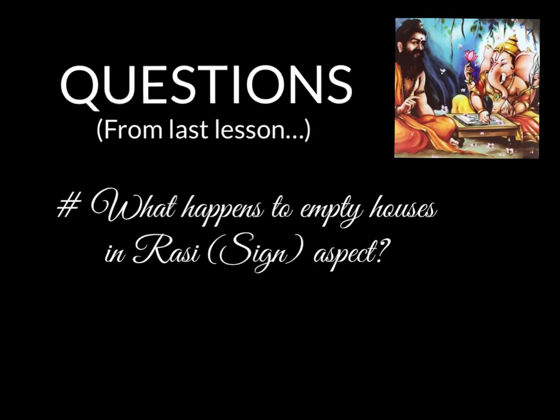The first question: what happens to empty houses in Rasi sign aspect? Don't forget, the sign is a house, by the way. So we saw that cardinal signs aspect fixed signs and vice versa, that dual signs aspect each other. If you didn't know all of that, you must definitely listen to lesson 8, by the way. So this marvelous system of permanent aspects, these are happening all the way through life. What happens if one sign or two signs which are aspecting each other have no planets?